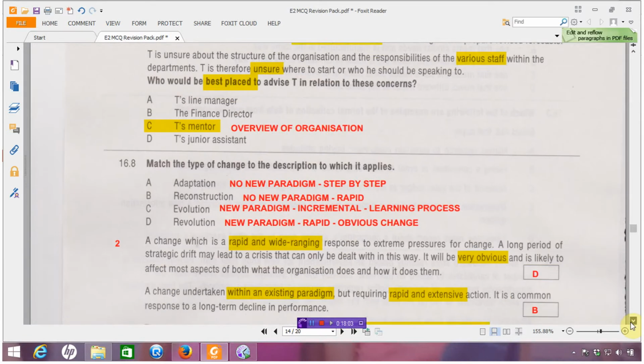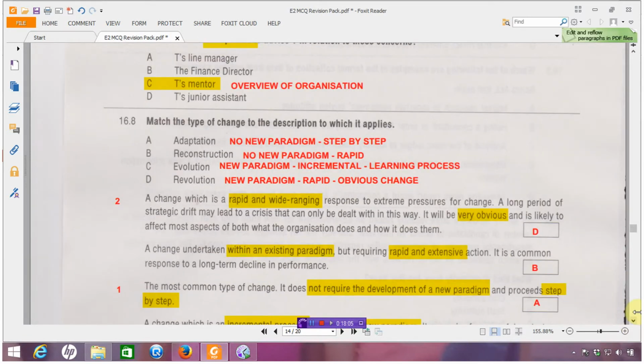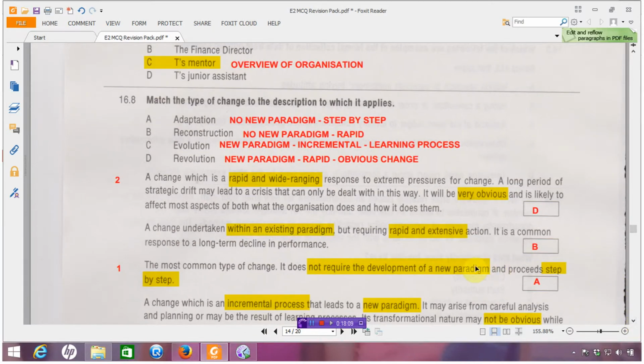So 16.8, we're talking about change here. Do remember that the area of change is a new inclusion as from January 2015 in your syllabus. So the chances of it being examined in MCQ questions and indeed in the case study are very, very high. So do have a close look at that chapter.